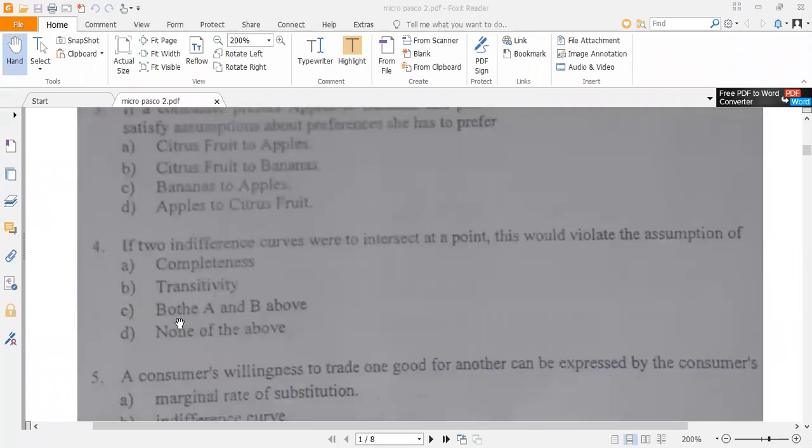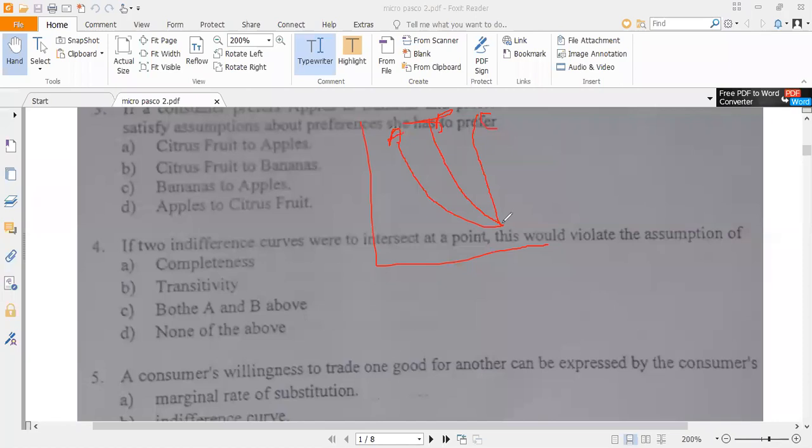Question 4. If two indifference curves were to intersect at a point, this would violate the assumption of. Okay, so this is what they mean. Assuming this is one indifference curve, this is another one, and then we have a different one here too. Let's call this indifference curve C, this is B, and then this is A. Looking at these indifference curves, this one should be on a higher utility than this one and also than this one.